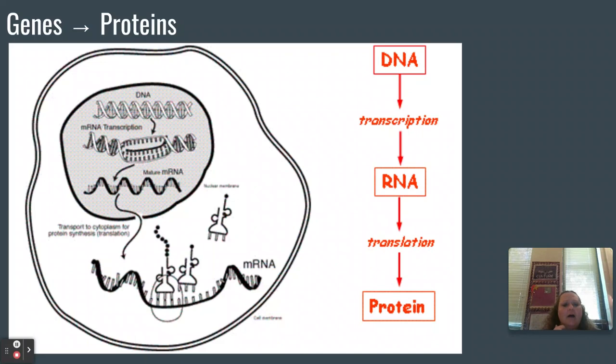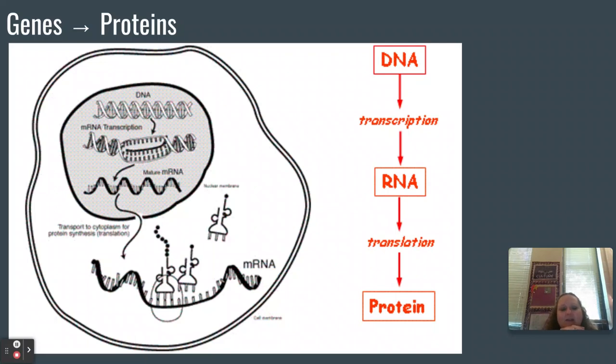mRNA is messenger RNA, and RNA is just another form of nucleic acid. We'll talk in a minute about the differences between them, but essentially, this is going to be a single-stranded molecule. And because it's single-stranded, it can fit outside of the nucleus. It can leave the nucleus through pores in the nuclear membrane. The DNA is just too big.